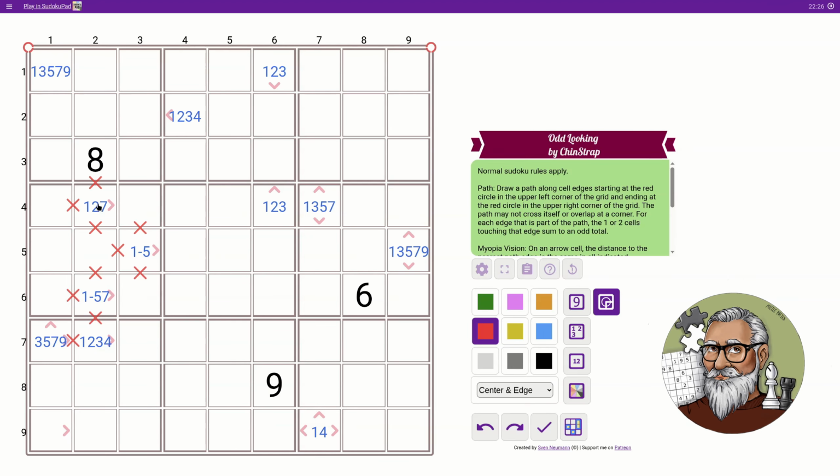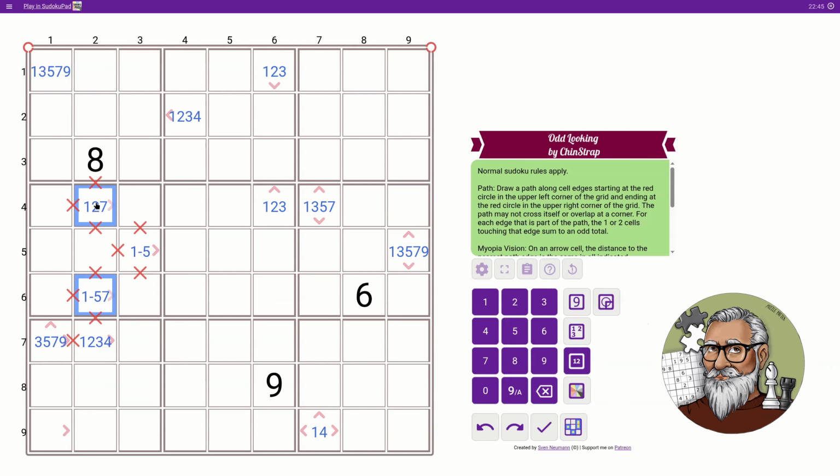I can eliminate 1 from here, can't I? And from there, because if that is 1, where does this point go? It can't go anywhere. So that's not allowed. The same applies here. This point here can't go anywhere. Right. So both of these are not 1. Does that help? It does. Well, does it?